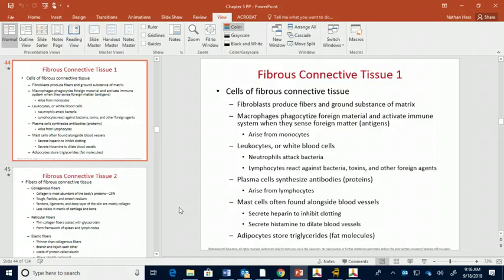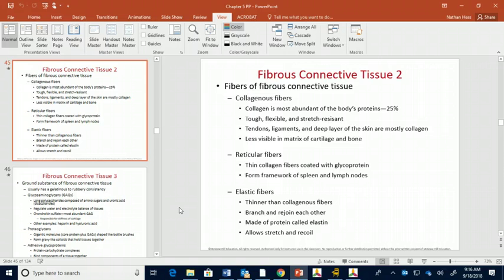Right, exactly. So these cells in various concentrations and various amounts are what make up all the different types of connective tissue. Yep, good question. Not only are there cells, there are three types of fibers for this connective tissue. You've got the collagenous fibers.